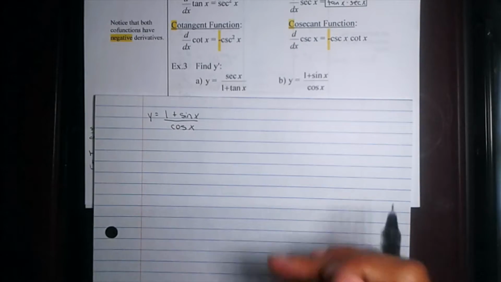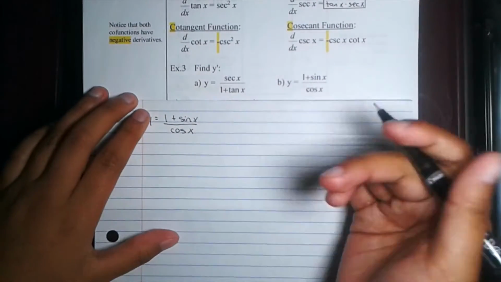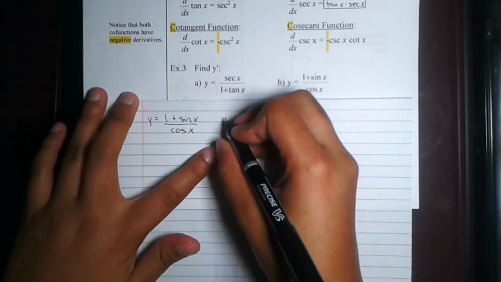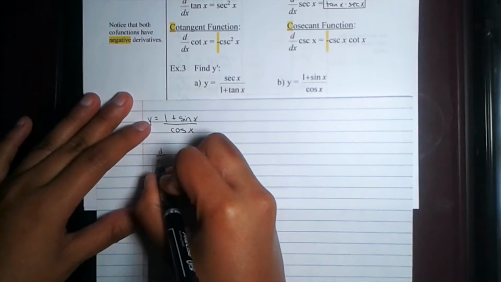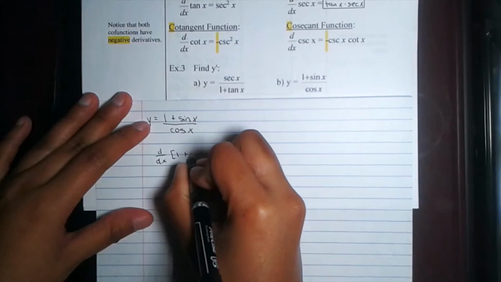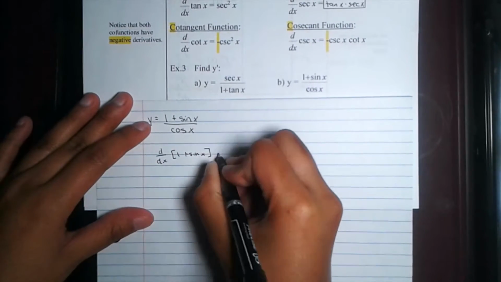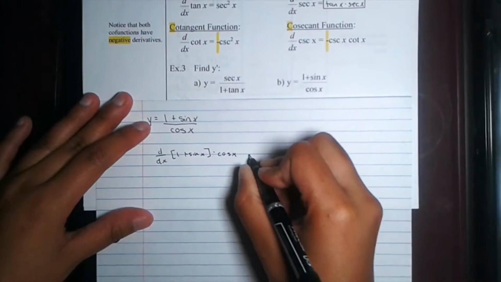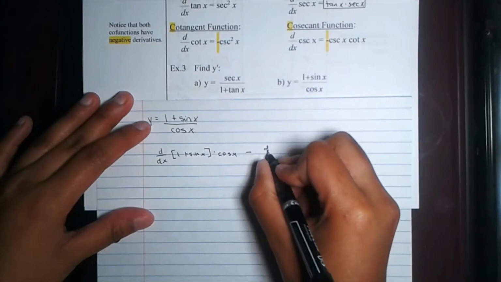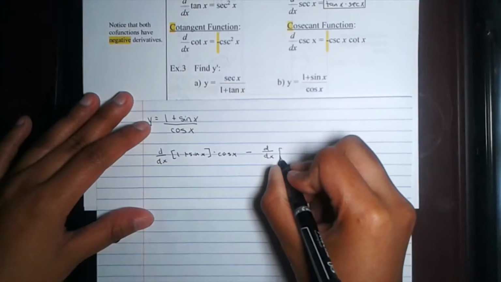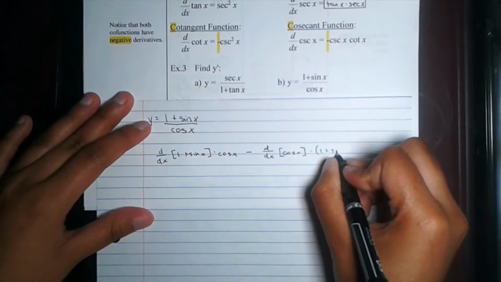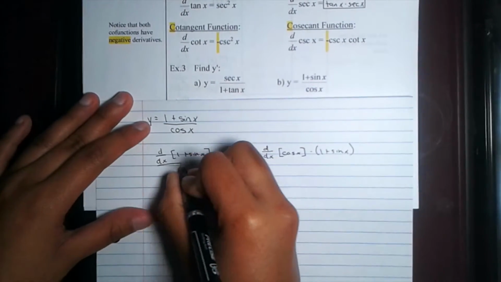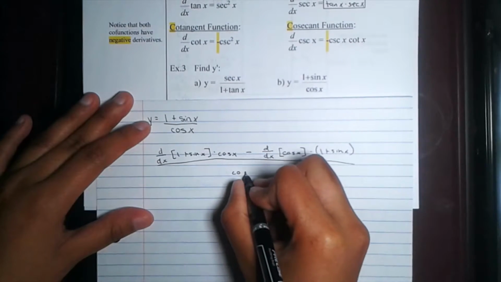So we're going to do the same thing we did for the first one. I'm going to do the quotient rule: the derivative of the first times the second, minus the derivative of the second times the first, all over secant squared, so that's cosine squared.